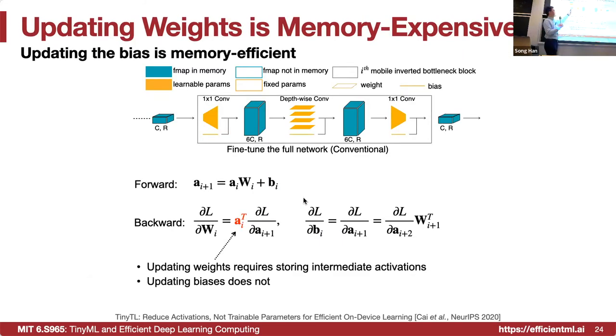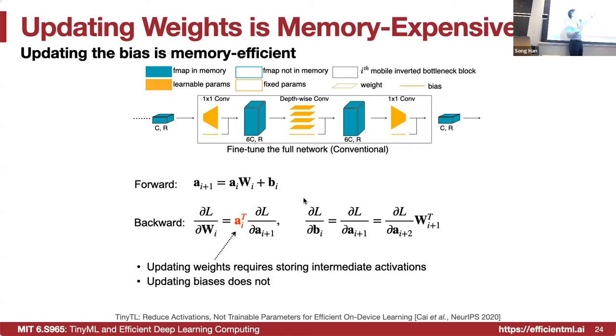So this is a part of the MobileNetV2 architecture. This is the input activation. These are the weights. So we have a one by one convolution, depthwise convolution, another one by one convolution. This is the standard inverted bottleneck layer. And due to the 6x expansion ratio, we are expanding the number of channels from C to 6C.